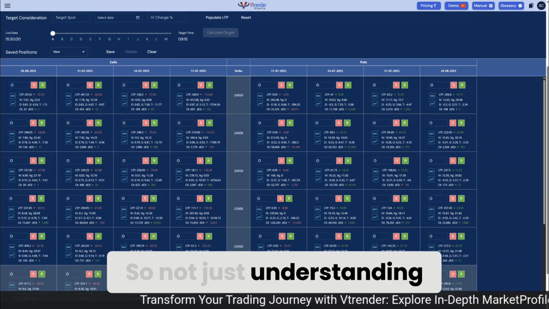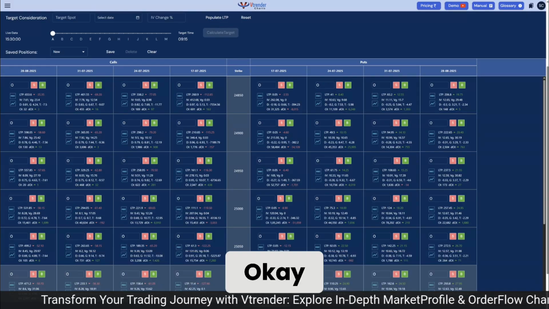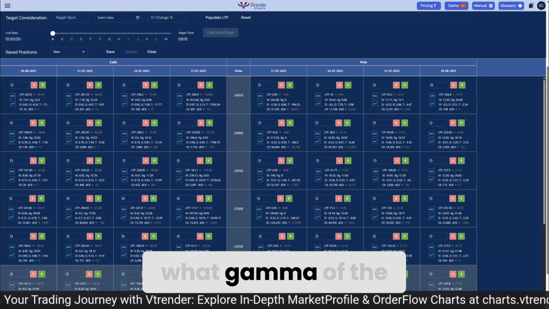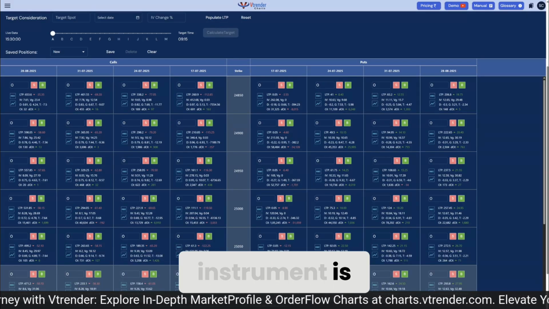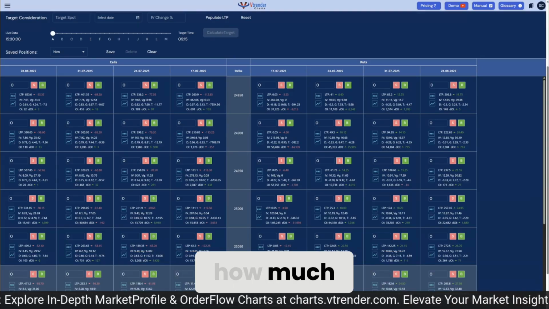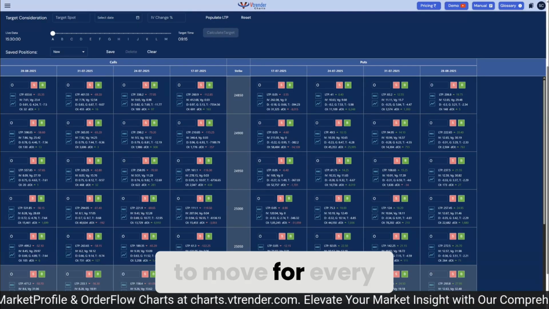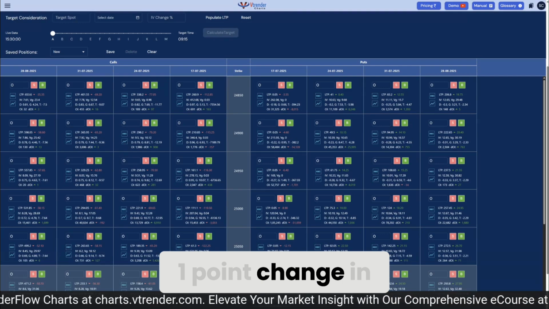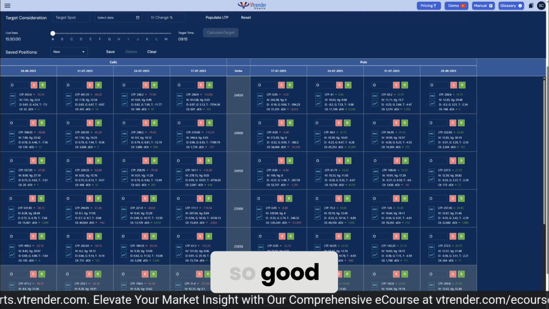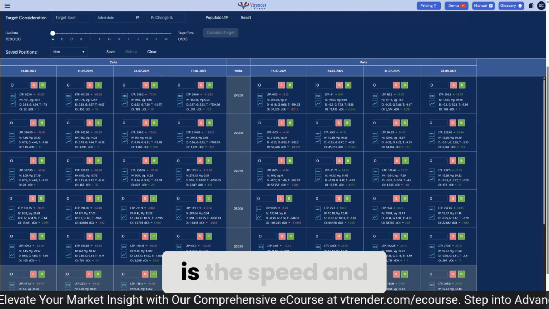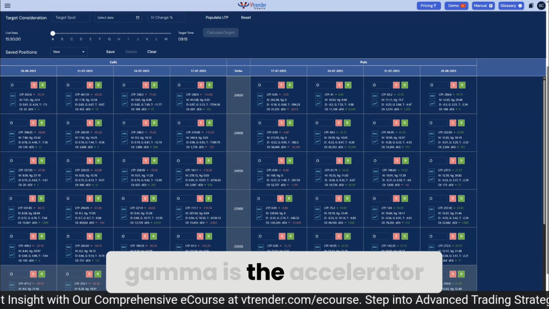So not just delta, as derivative traders we have to understand what the gamma of the instrument is, and gamma will tell you how much that option is willing to move for every 1 point change in the delta, right? So far so good. We know delta is the speed and gamma is the accelerator.